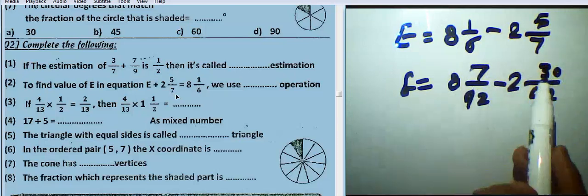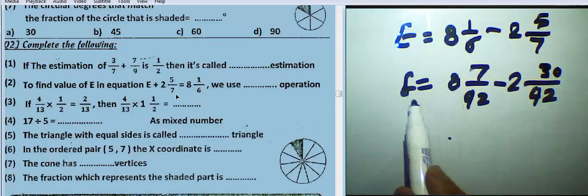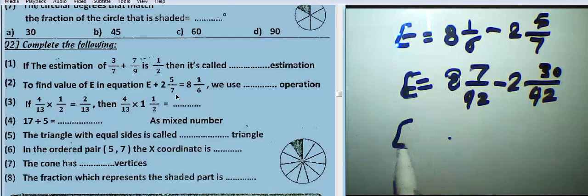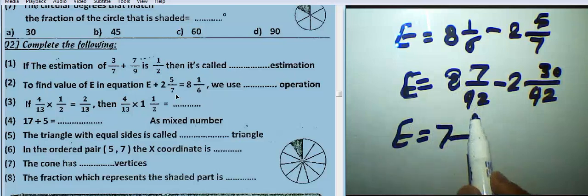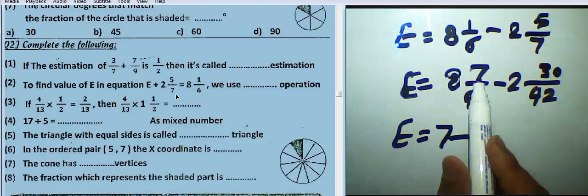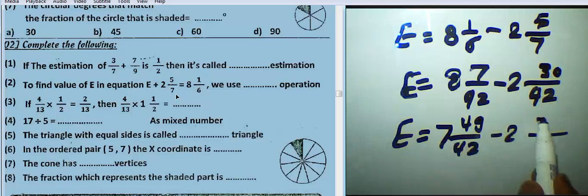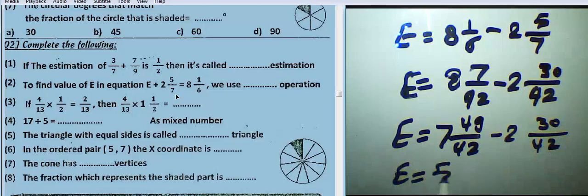But 7 subtract 30 we can't do it, so we must borrow 1 from 8, it will be 7. 8 will be 7 and 1 equals 42 over 42 plus 7 over 42, it will be 49 over 42. Subtract 2 and 30 over 42. 7 minus 2 equals 5, and 49 minus 30 equals 19 over 42.